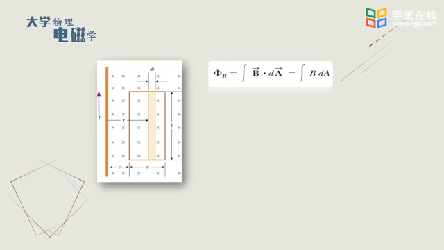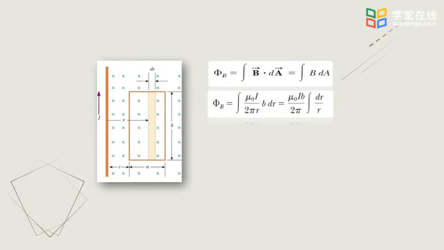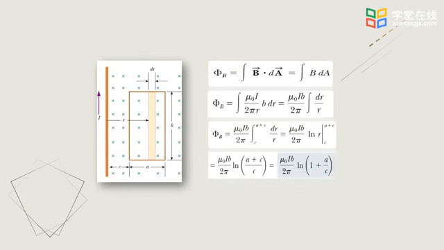Noting that B is parallel to dA at every point in the loop, B dot dA is B dA. We substitute B by this one and dA by b dr. Integrate over the limits from c to a plus c and obtain the flux.